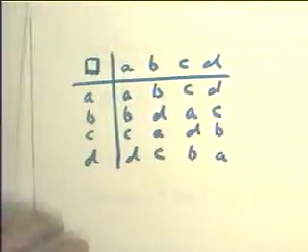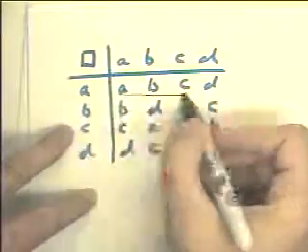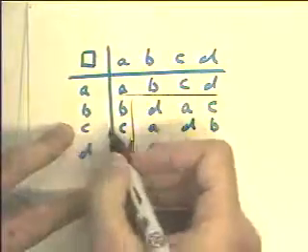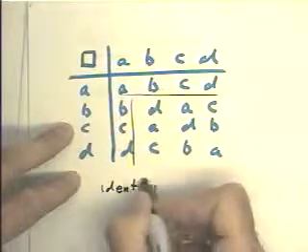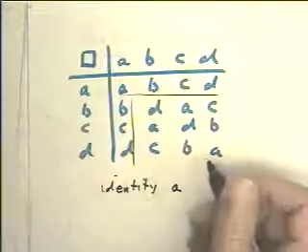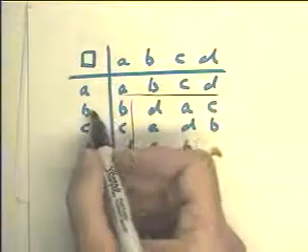Here's another operation. What properties does this operation have? Well, we can see pretty quickly that this row and this column show us that we have the identity, and that identity is A. Do we have commutativity? Let's see.